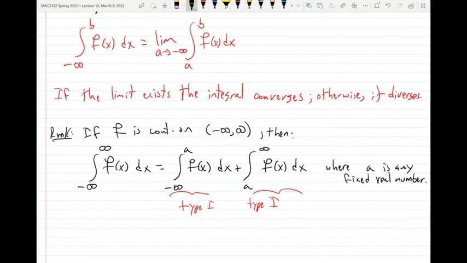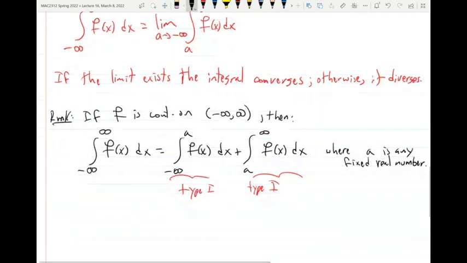Okay, and then what do we say? Notice that there are now 2 integrals, right? So it could be that one of these converges and the other one doesn't. So we will say that this integral from negative infinity to infinity converges if both of these converge, and then it will equal the sum. If one of these diverges, that's it, the integral diverges.